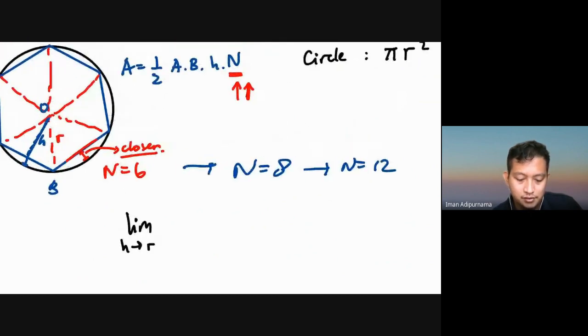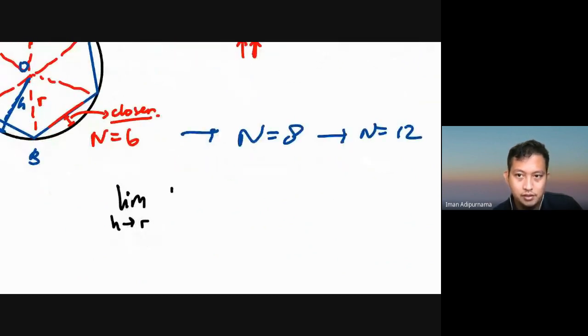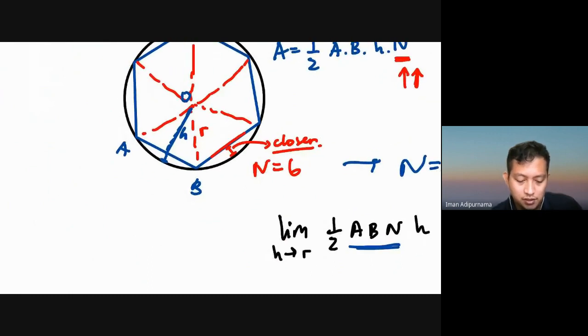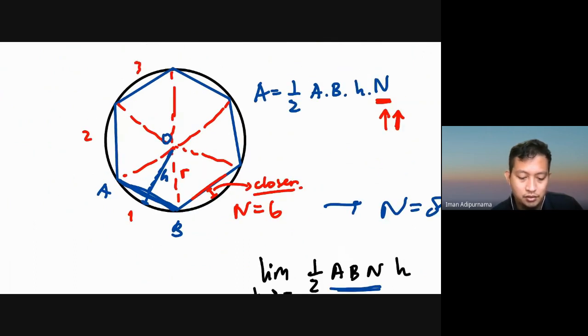And then if you look at, let me write here, half AB, N, and H. What is ABN? AB is the sides, and N is the number of the sides, right? So AB is 1. Let me write here. So 1, 2, 3, 4, 5. It's 6, right? So 6 AB. But imagine the 6 is going to be closer to the circle.